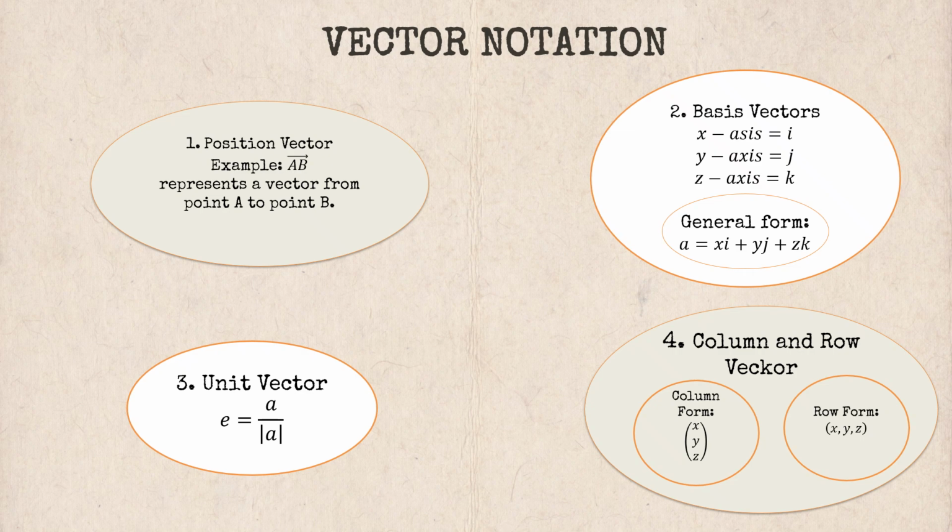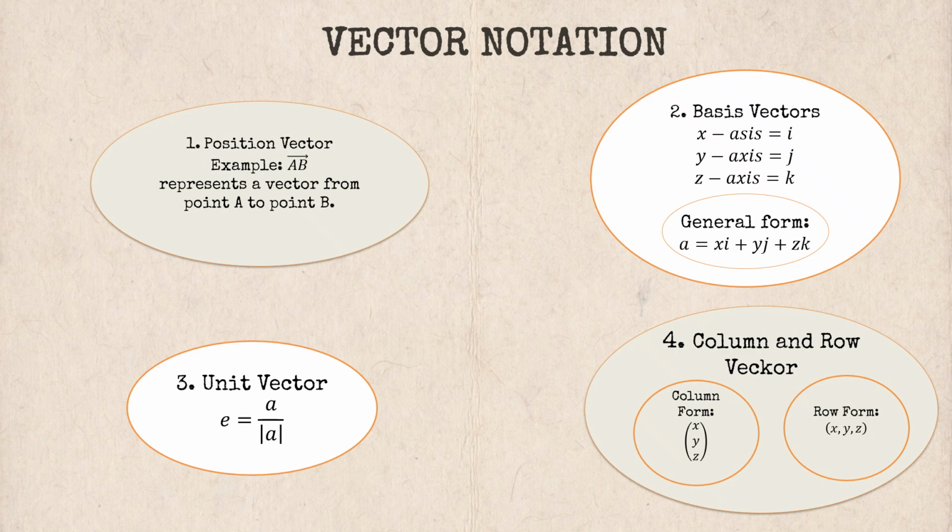The second is basis vector. This basis vector represents the x-axis, y-axis, z-axis. The general form is A equals xi plus yj plus zk.